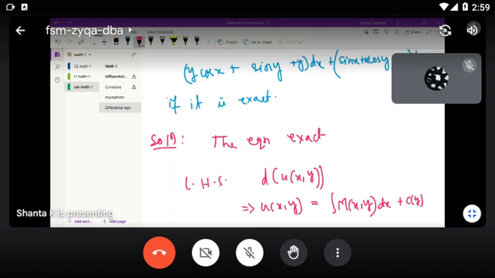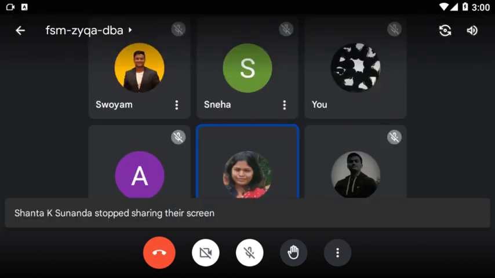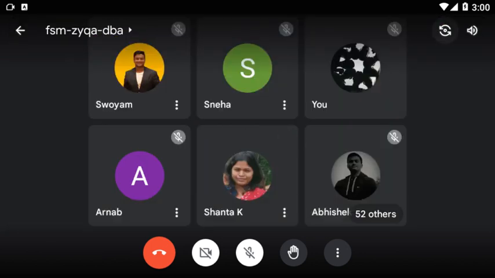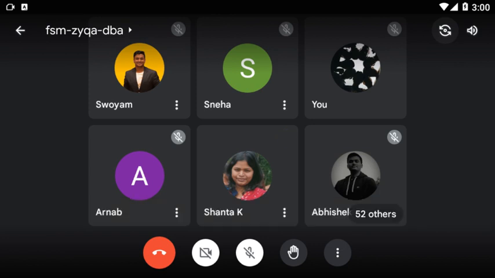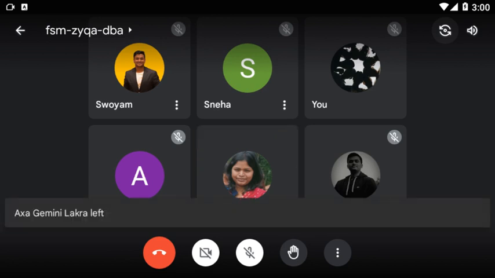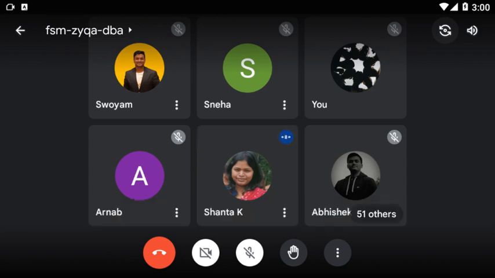Okay then, so I'm ending the class. First module completely and this one. Exact I have started and I will do some problems next class. After exact, integrating factors. This much only I have completed. I'm supposed to complete 2 modules before your midterm. Okay, fine, so I'm ending the class. Thank you, ma'am.